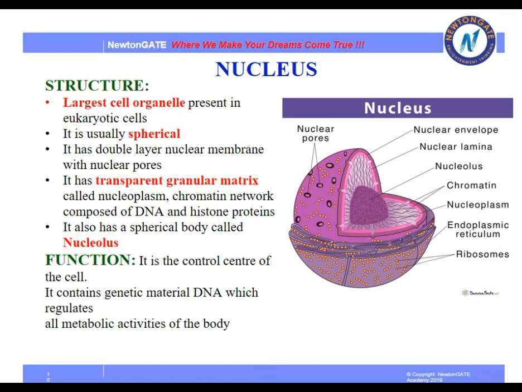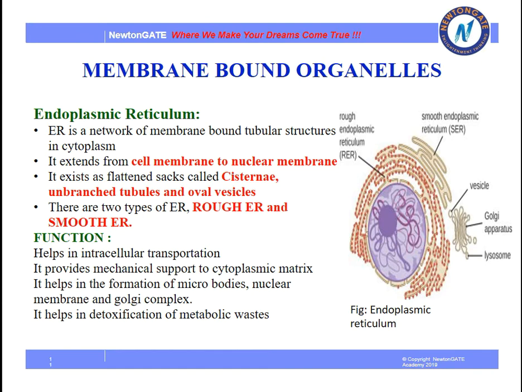It also has a spherical body called nucleolus. Its function is as follows: it is the control center of the cell, as I previously said. It contains all the genetic material of DNA, which regulates all the metabolic activities of the body. Now, we will discuss membrane-bound organelles.